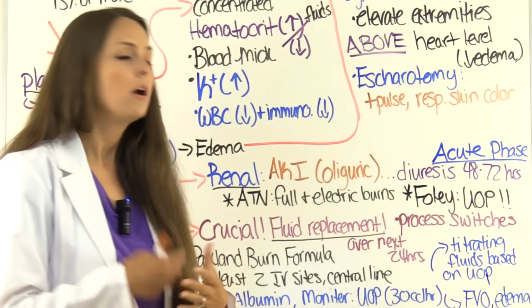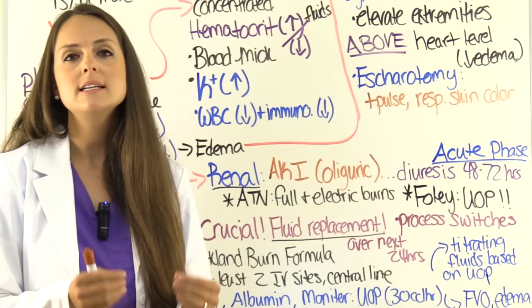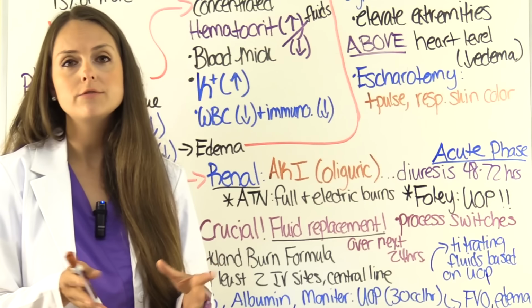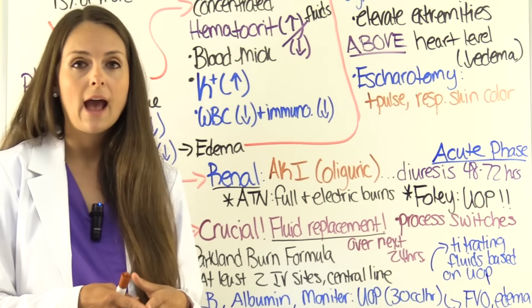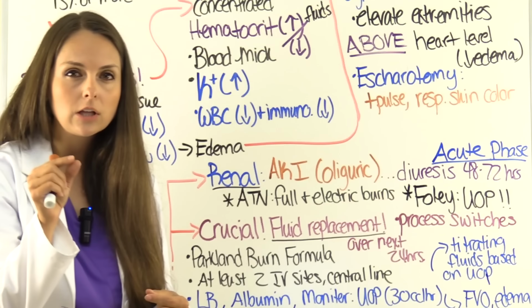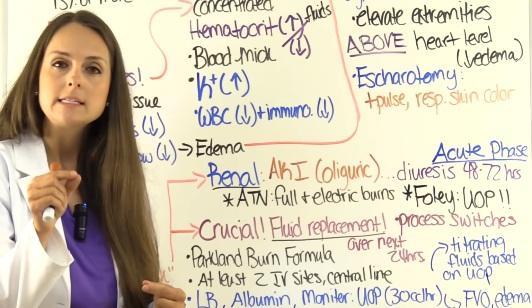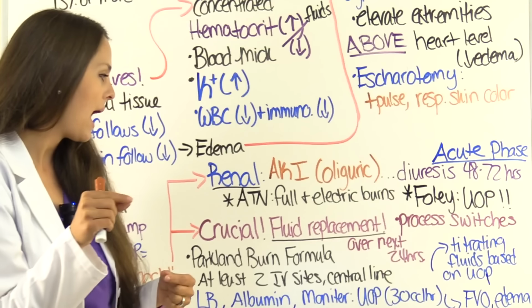And as the nurse, patient's going to have a Foley, and the best indicator of our patient's fluid status is their urinary output. So you're going to be watching that very closely, and you want it at least 30 cc's or 30 milliliters per hour.